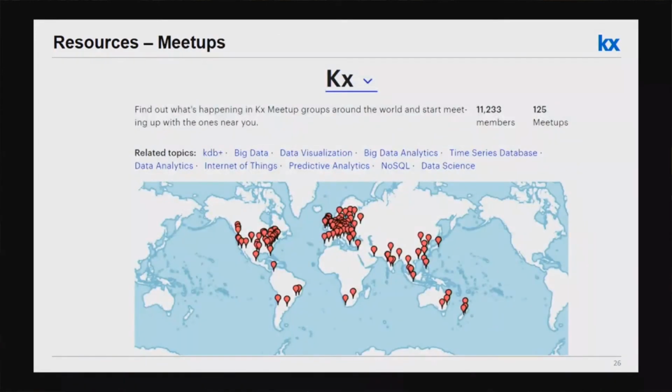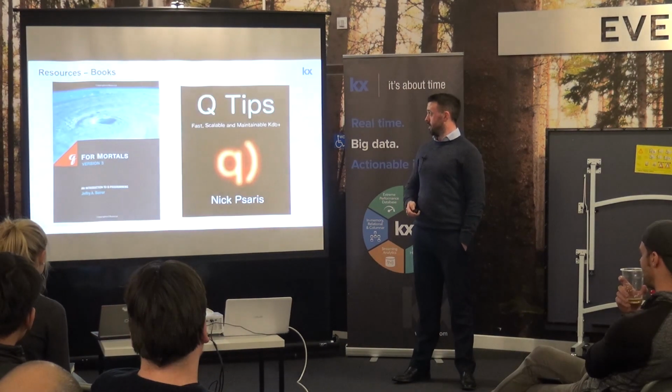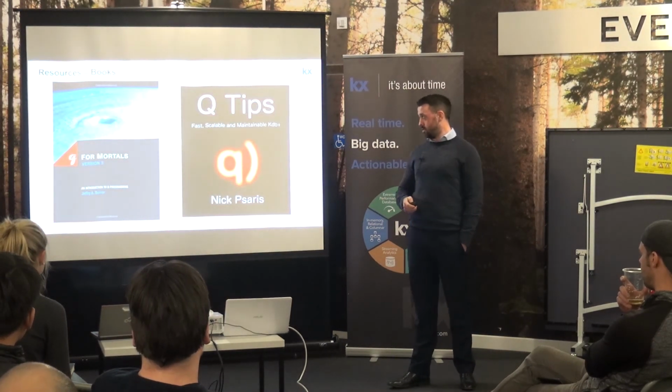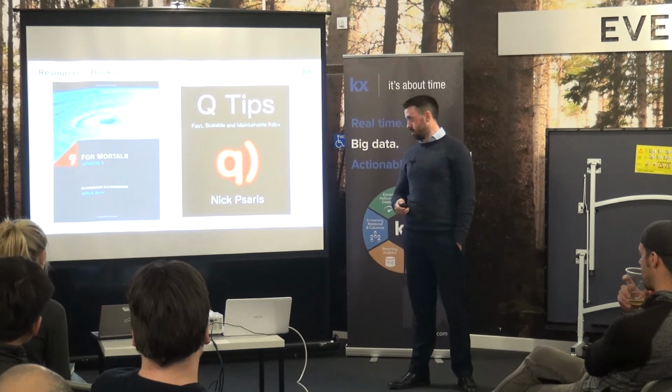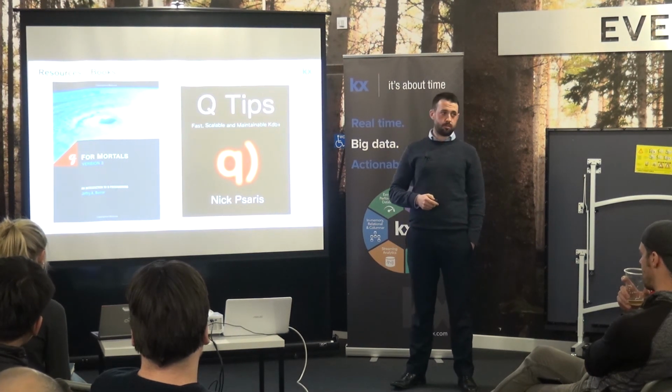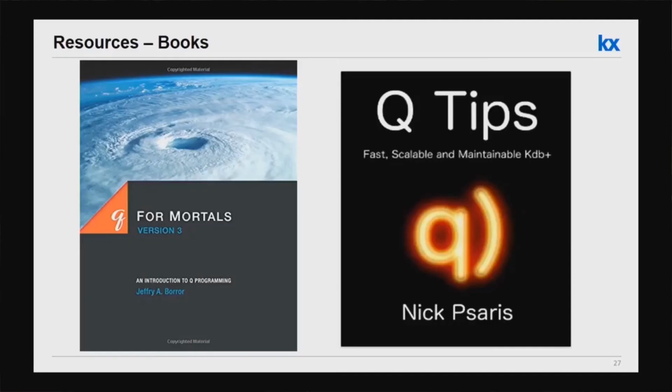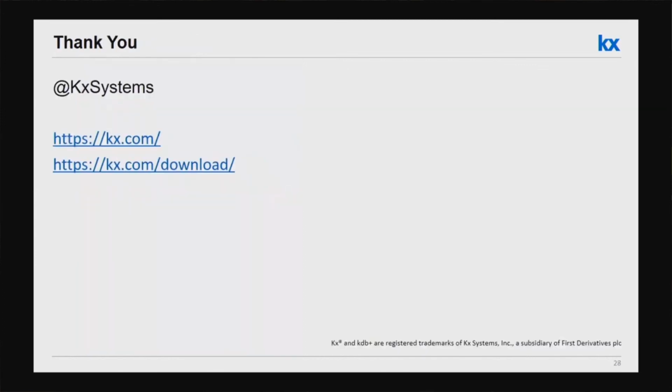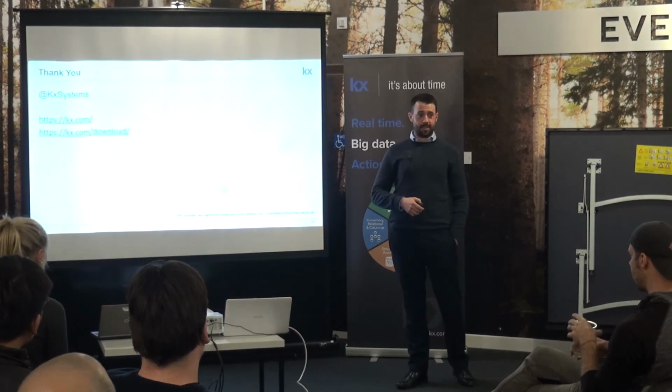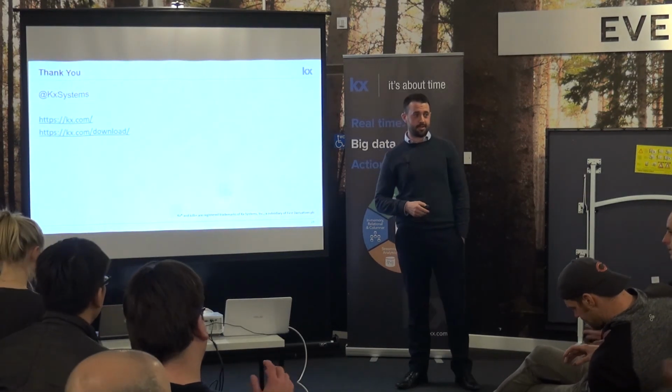And obviously Meetups, which I'm assuming you have seen somewhat since we're all here tonight. And a couple of books as well. On the left-hand side, we have Q for Mortals, which would be a nuts and bolts version if you wanted to learn the language. On the right-hand side, we have the Q Tips book, which is written more from an implementation side of things. So they go together very nicely. Well, thank you very much for your time. Hopefully that's some sort of an overview of KDB as a language.